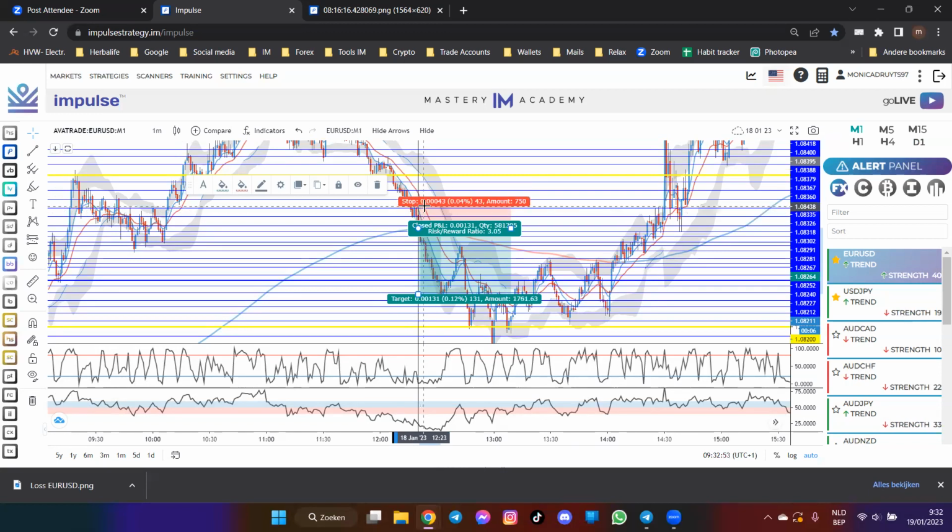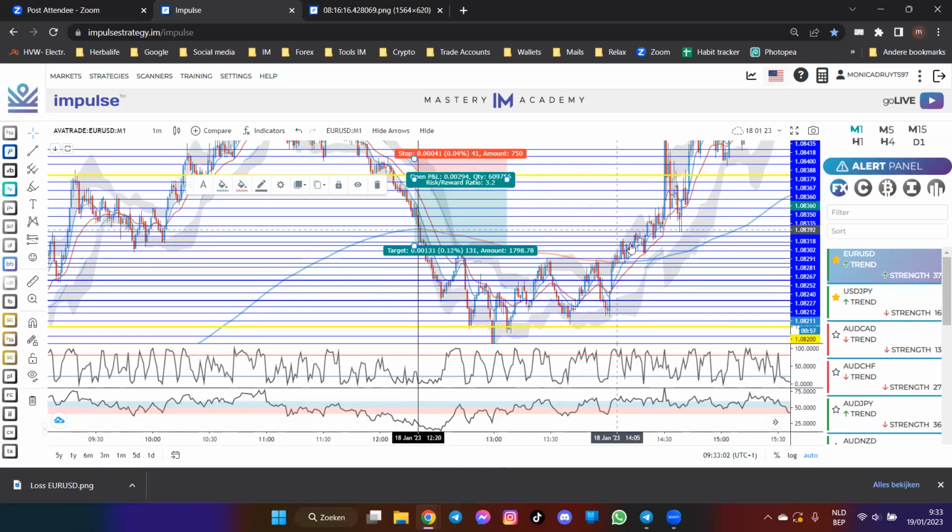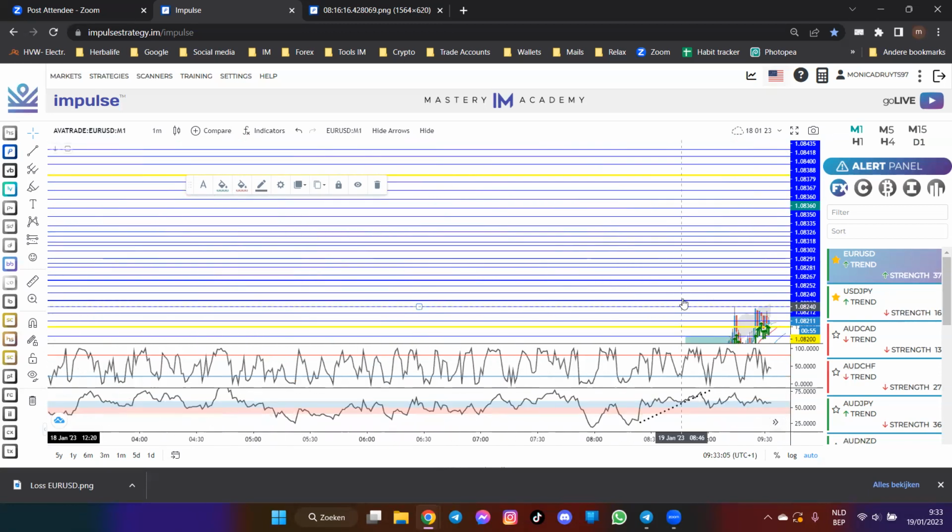Mhm. Makes sense. Because the trade I took today and I let it run, I normally don't do that. Okay, thank you. Thanks for the clarification. Okay, hope it is clear.